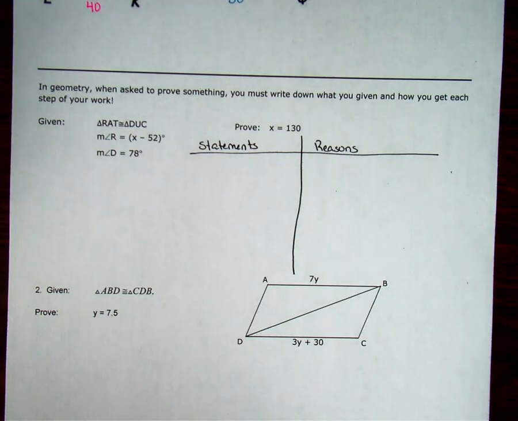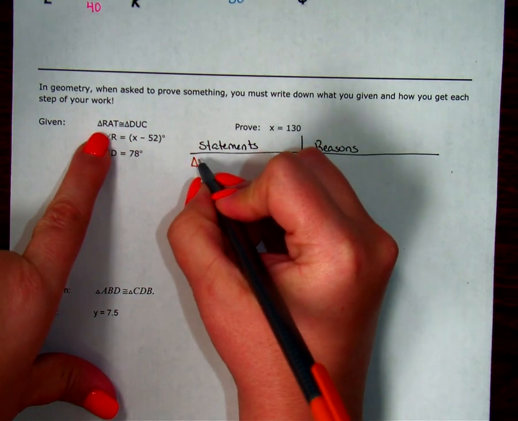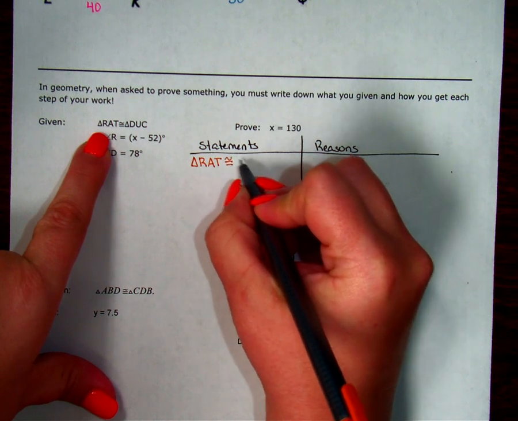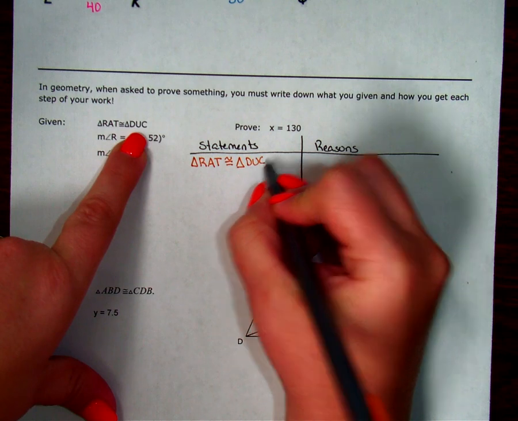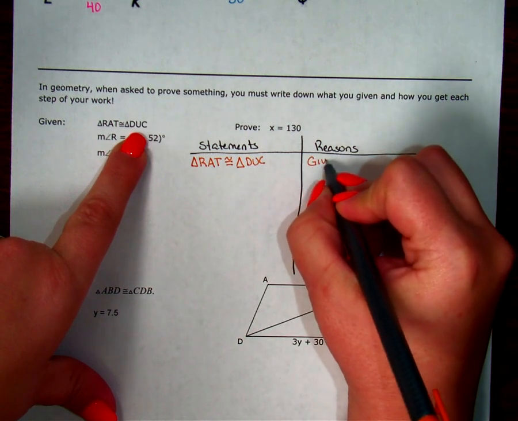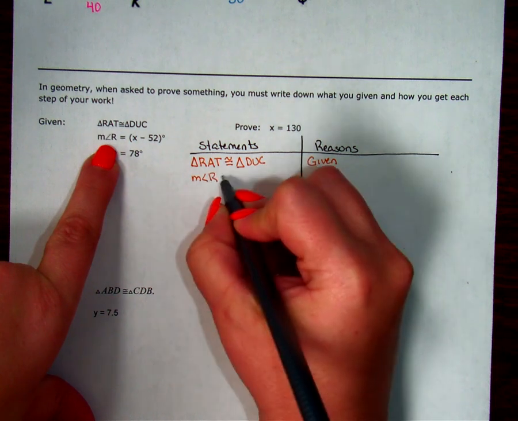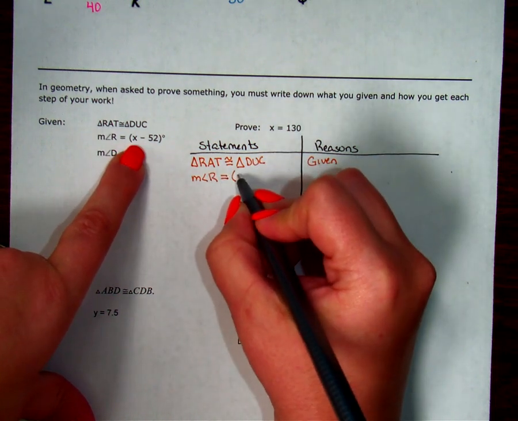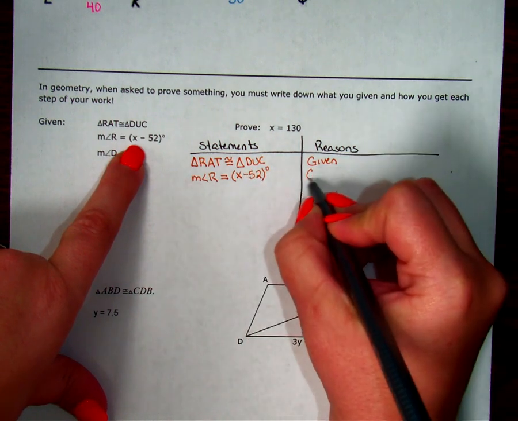Okay, and I'm going to start with my givens. My givens are triangle RAT is congruent to triangle DUC, and that is given to me. Okay, and then the measure of angle R is equal to x minus 52 degrees. That was given to me.